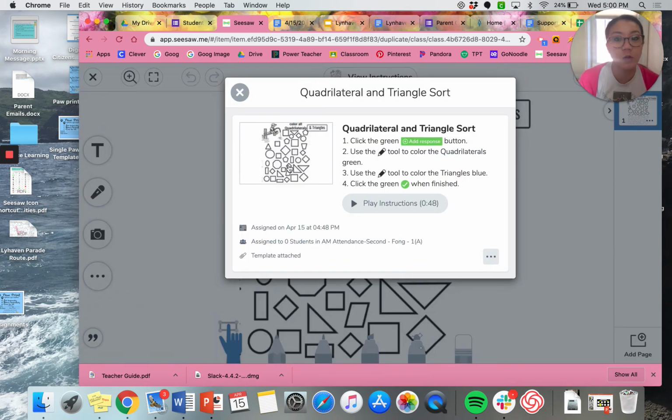You need to use the coloring tool or the drawing tool to color the quadrilaterals green. Remember, quadrilaterals have 4 sides and 4 vertices. So any shape that has 4 sides or 4 vertices, you need to color it green. And then you need to use the same tool, but this time you need to select blue and you're coloring the shapes that are triangles, okay? It can be any type of triangle. A triangle that has right angles, a triangle that is an isosceles triangle, or a scalene triangle, okay? As long as it has 3 sides and 3 vertices.